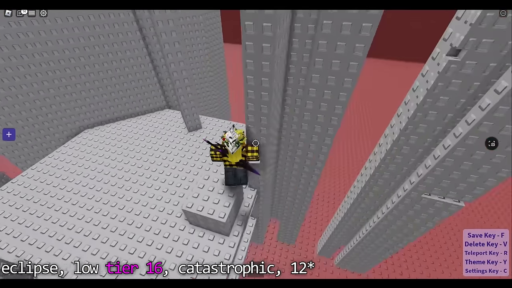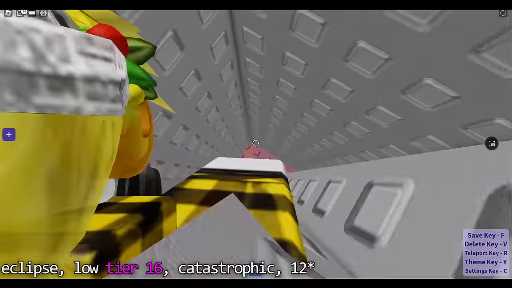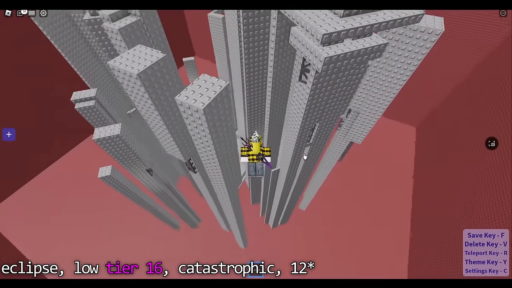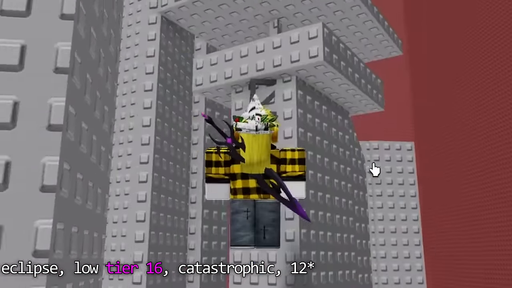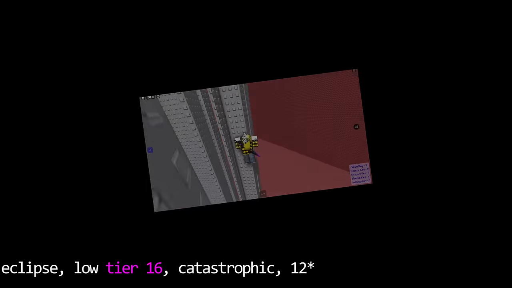Take this obby for example, called Eclipse. I'm not sure how you do the first jump of this one, and some of the jumps in this obby quite literally look like this. Just why? Why would you do this to yourself?